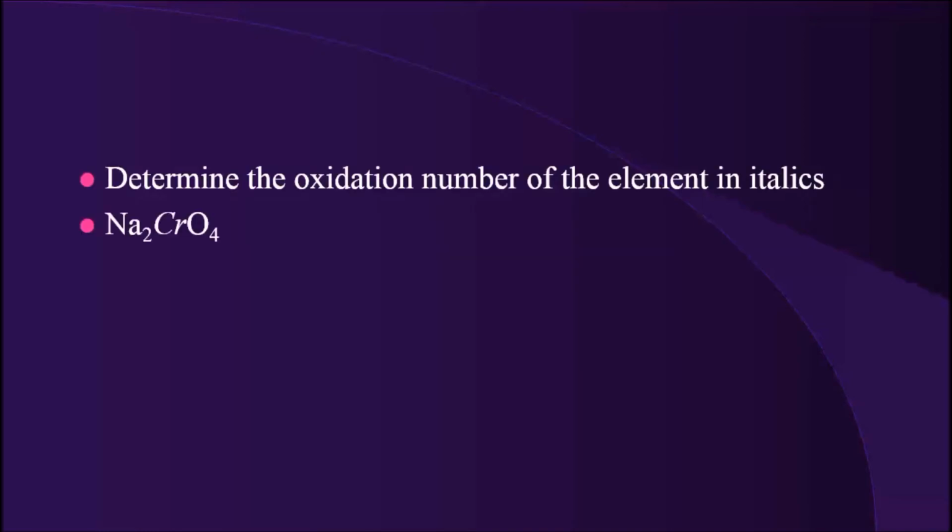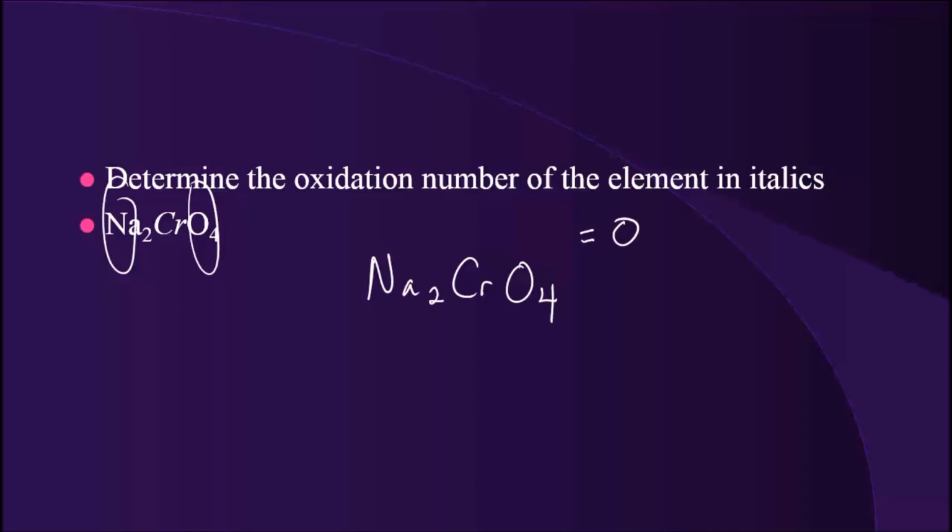All right. Here is an example of a sandwich. Why do I call it that? The bread are the atoms whose charges are easily recognizable. Bread, bread. What's in the middle? Mystery meat. Na2CrO4. Notice that this is a compound. That means everything's been balanced out, which means everything has to equal 0.